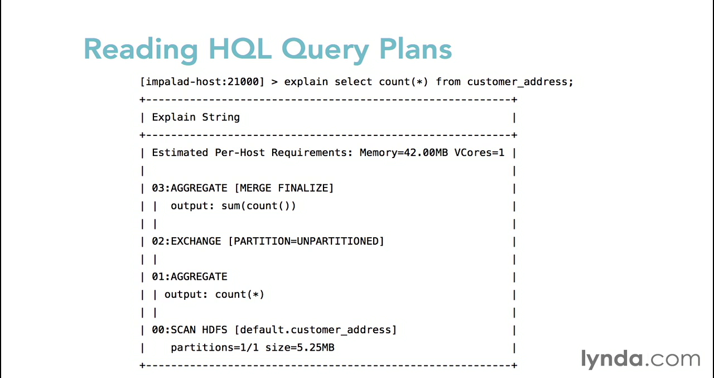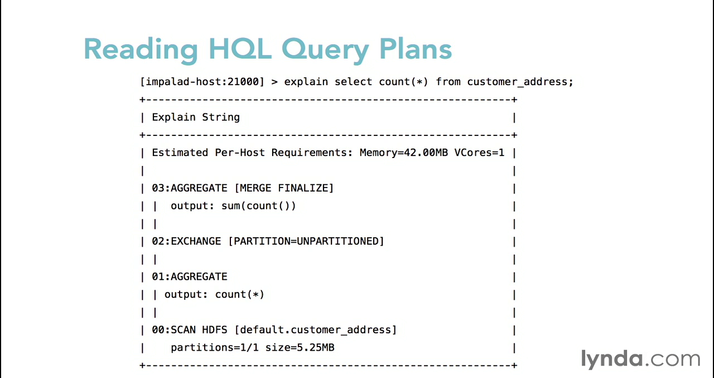Step 2 is the exchange. And this is showing you the shuffle and sort phase of the MapReduce job. And you can see that this is unpartitioned because we have only one partition. Step 3 is the reduce phase, the merge finalize. So what we're doing here is we're taking the output from each of the individual aggregates, or the mappers, and then we are reducing them, or we're merging them to one final total count.